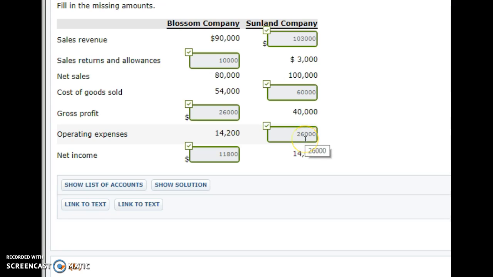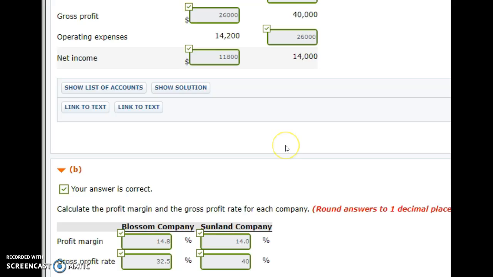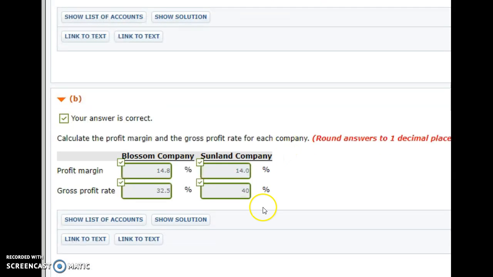Simple enough. And then the operating expenses we get from subtracting out net income from gross profit. So 40,000 minus a number equals 14,000, and that number is 26,000. So some quick algebra there.